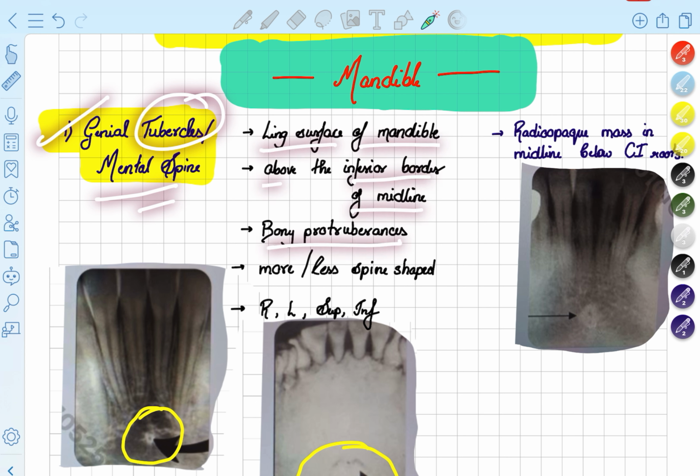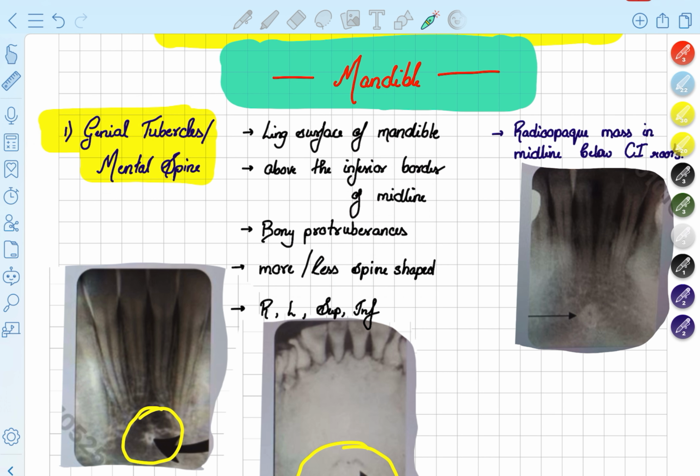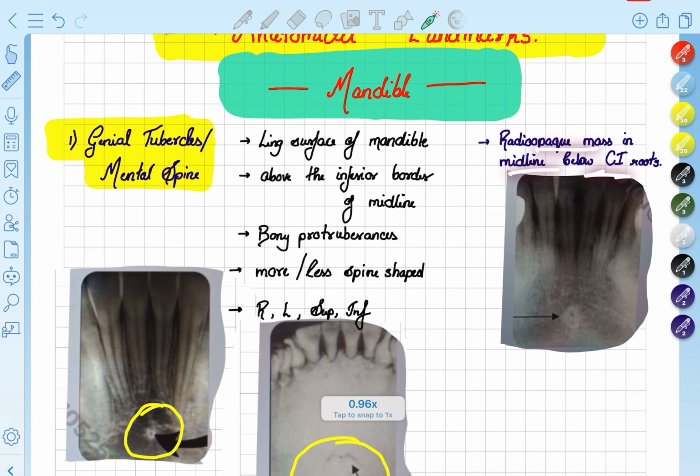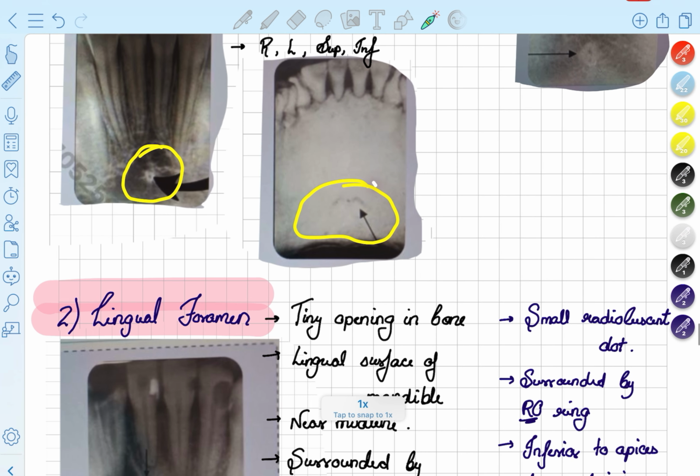It is a bony protuberance, more or less spine shaped. It is right superior, left superior, right inferior and left inferior. So this radio-opaque mass is nothing but the genial tubercle. The radio-opaque mass is in the midline below the central incisor roots. So this structure is the genial tubercle.